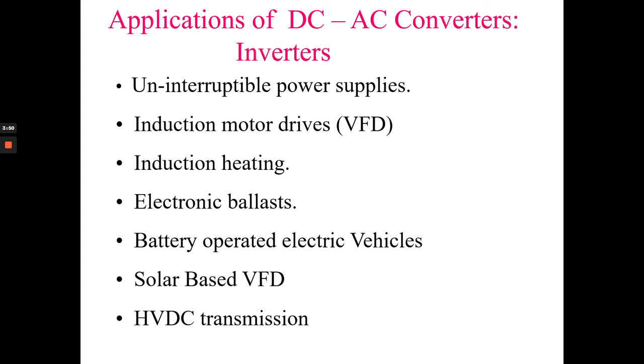Now we'll see applications of DC to AC converters, that is inverters. It is used in uninterruptible power supplies, induction motor drives, induction heating, electric ballast, battery operated electric vehicles, solar based VFD, HVDC transmission.